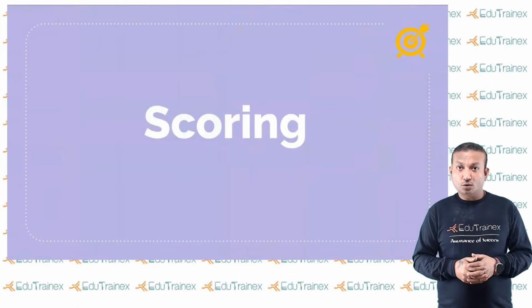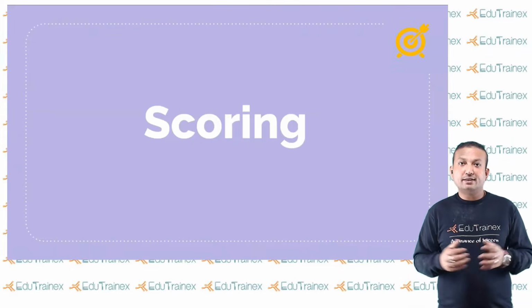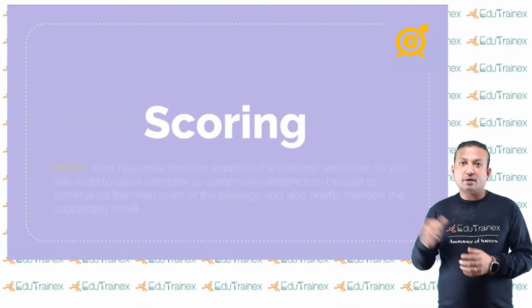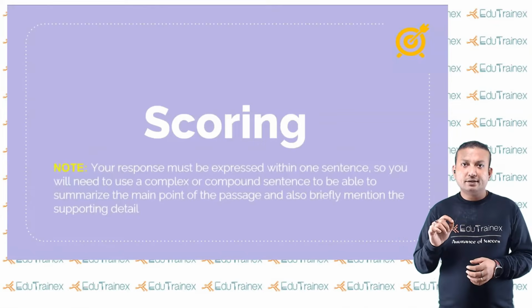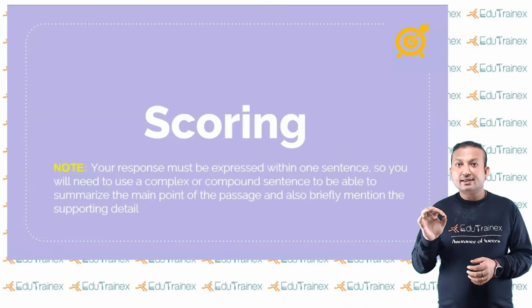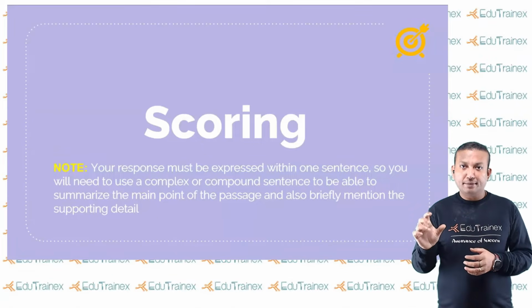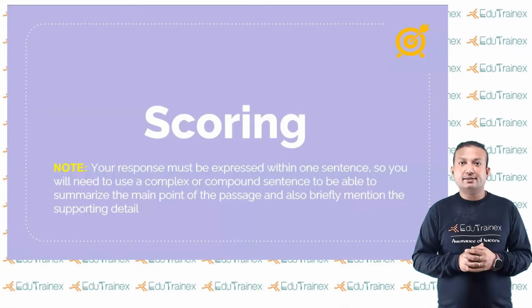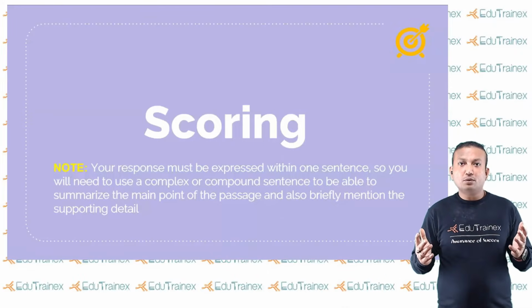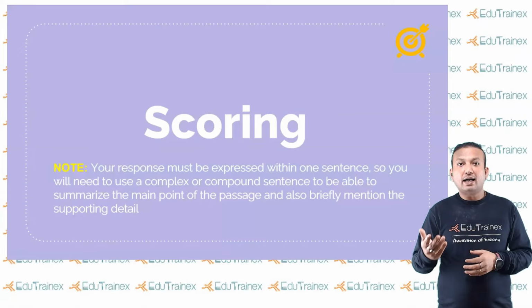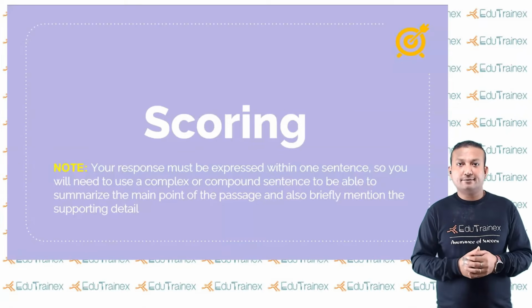Now, understanding the scoring is an essential part of Summarise written text, which will allow you to identify the requirements to solve this task perfectly. Scoring. A key point to note here is that you need to make a single sentence which is complex or compound in nature. So you need to add a main clause and some supporting details. If you don't know what a complex or compound sentence is, it is a sentence that has a main clause and one or more subordinate clauses are added to it using conjunctions.